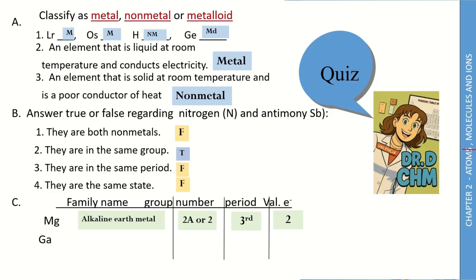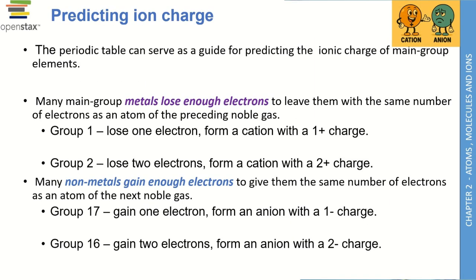Let's go to gallium. Who is gallium over here? It's in the boron family, so it's group 13. And the period of gallium is 4. And the valence electrons is 3. It has 3 valence electrons in group 13. So we can predict the ion charge. The periodic table can serve as a guide for predicting the ionic charge of main group elements. Many main group metals lose electrons.